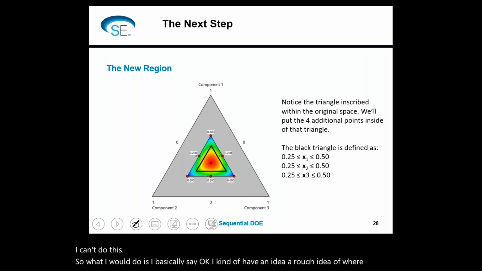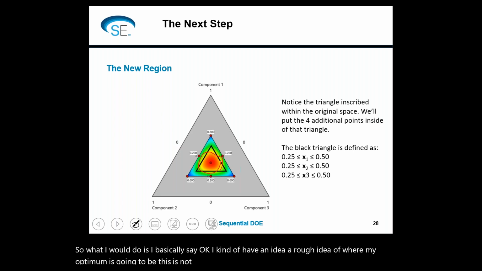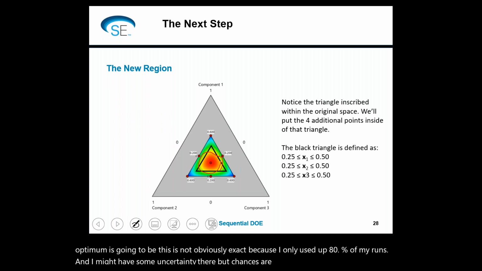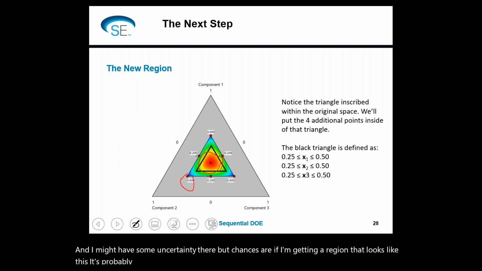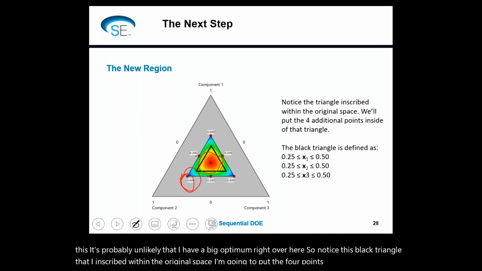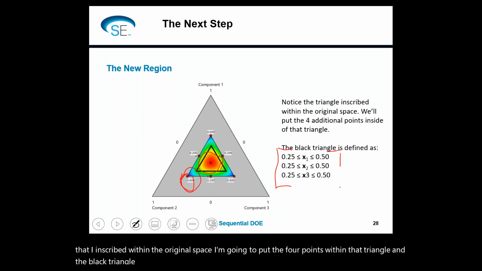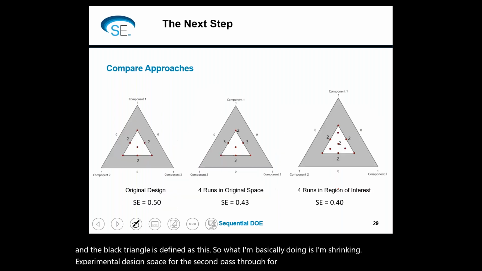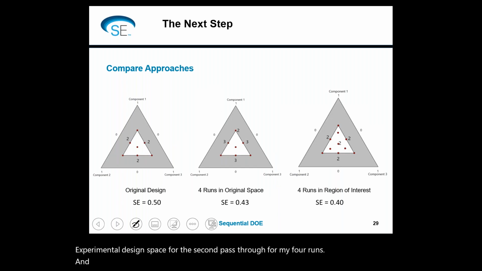where my optimum is going to be. This is not obviously exact because I only used up 80% of my runs, and I might have some uncertainty there. But chances are, if I'm getting a region that looks like this, it's probably unlikely that I have a big optimum right over here. So notice this black triangle that I inscribed within the original space. I'm going to put the 4 points within that triangle, and the black triangle is defined as this. So what I'm basically doing is shrinking the experimental design space for the second pass through for my 4 runs. And here's kind of a comparison of all of these approaches.